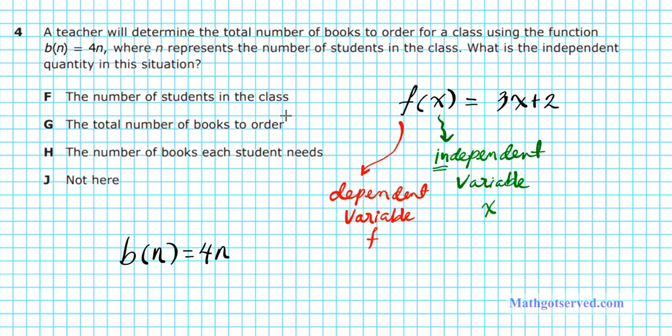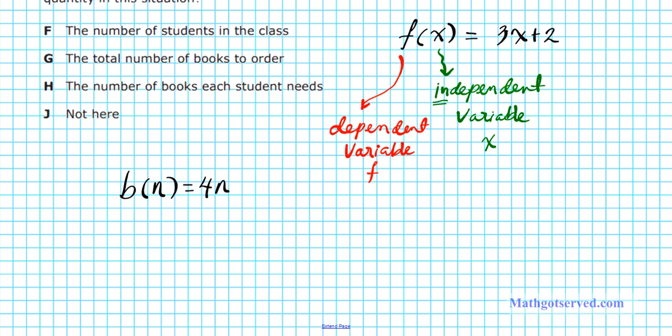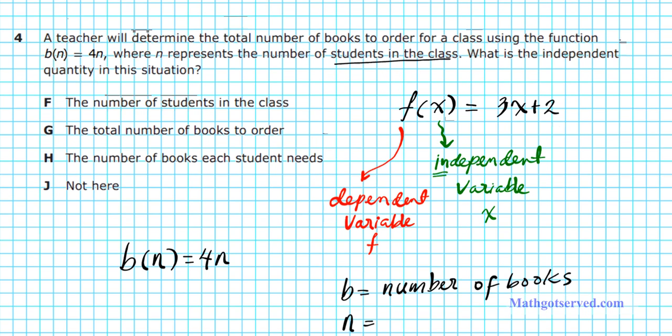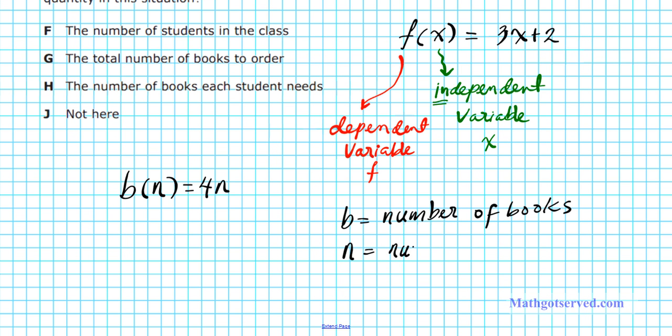Let's go ahead and declare our variables first. Let's just write it down here so we don't get it confused. So the teacher is calculating the number of books. B is the number of books. You have to be careful here so we don't get things confused. And n, we're told, is the number of students in the class. It's easy to confuse variables. So n is the number of students. So which of these is the independent?